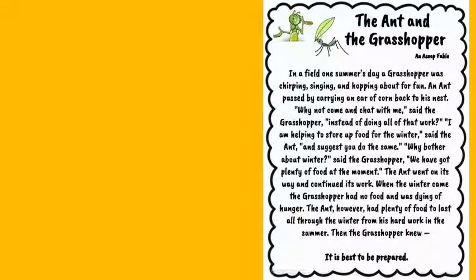Let's have a look at this fable, The Ant and the Grasshopper. In a field one summer's day, a grasshopper was chirping, singing, and hopping about for fun. An ant passed by carrying an ear of corn back to his nest.